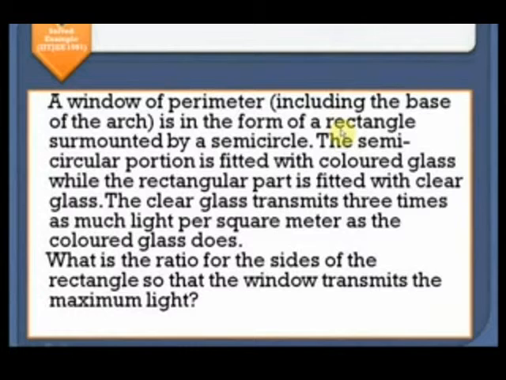So in this problem we have been given a window in the form of a rectangle surmounted by a semicircle, and this entire window is fitted with glass. The lower rectangular portion is fitted with clear glass and the upper semicircular portion is fitted with the colored glass. It has also been given that the clear glass transmits 3 times as much light per square meter as the colored glass does. So we have to calculate the ratio for the sides of the rectangle so that the window transmits the maximum light. So how to solve this problem? Let's check out the solution of this.